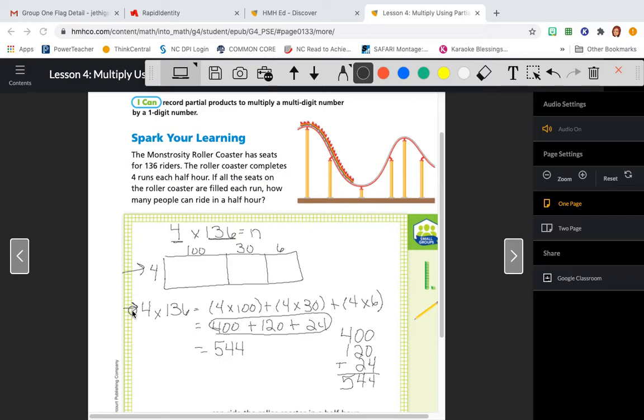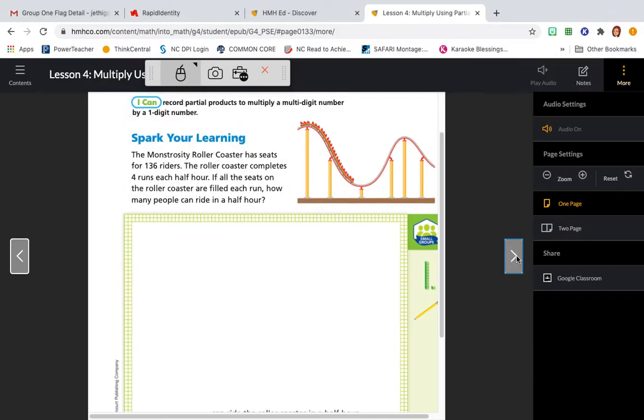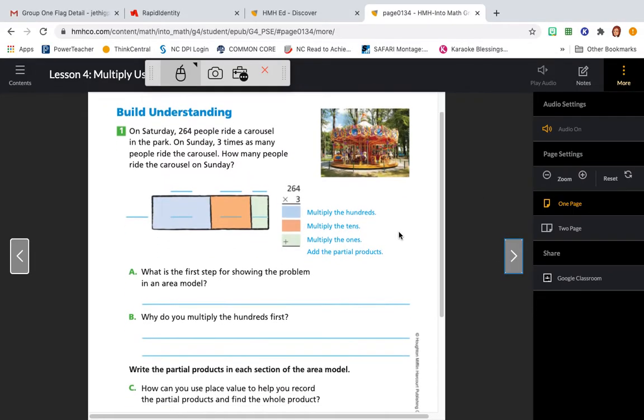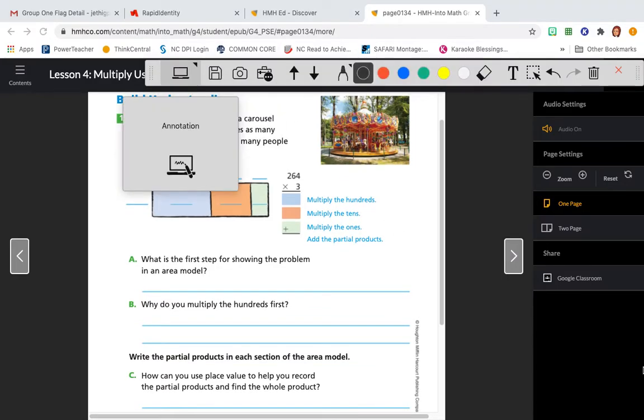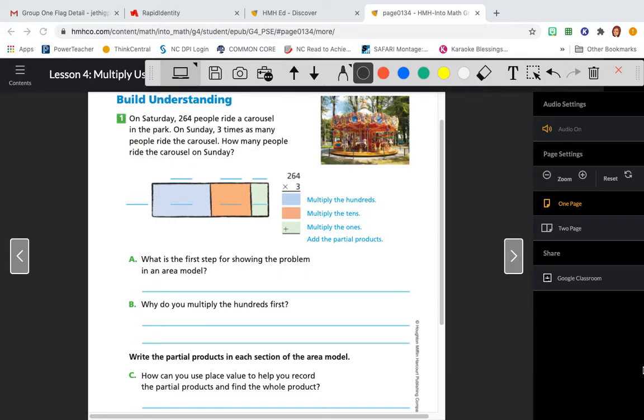So let's go to page 114 and let's continue to work through this together. All right, for build understanding. On Saturday, 264 people ride a carousel in the park. On Sunday, 3 times as many people ride the carousel. How many people ride the carousel on Sunday?